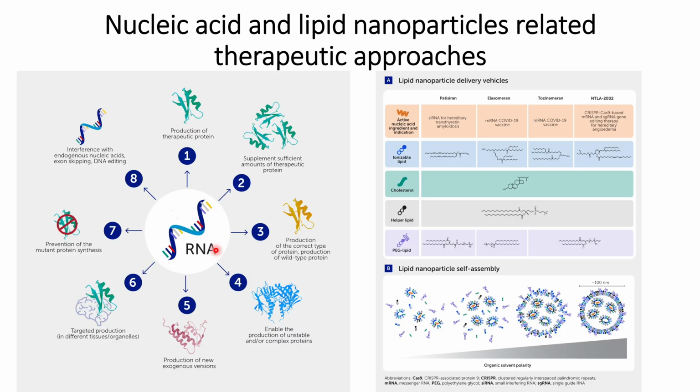And if the gene is mutated in the patient, then they may not be able to produce the correct type of protein. In that case, we can use the correct RNA sequence of that protein and produce the wild type protein, and then supplement those protein requirements in the patient.